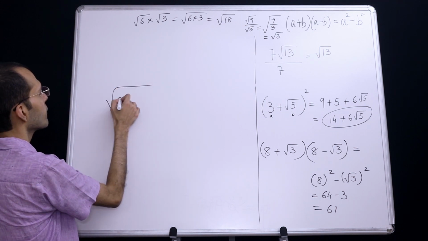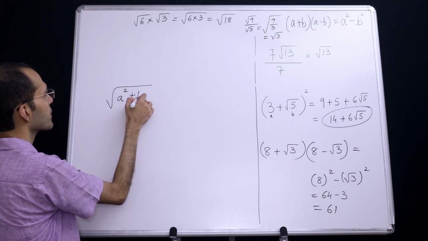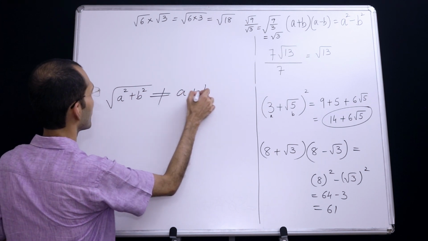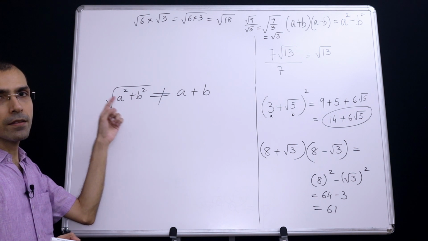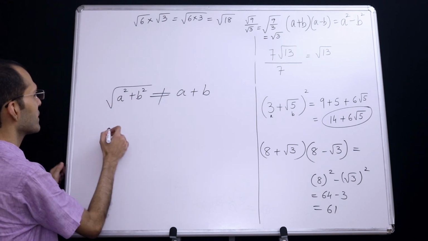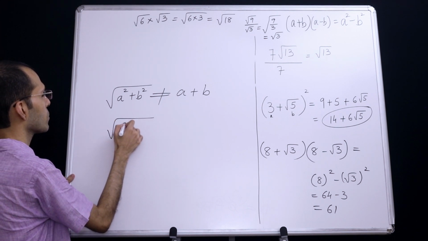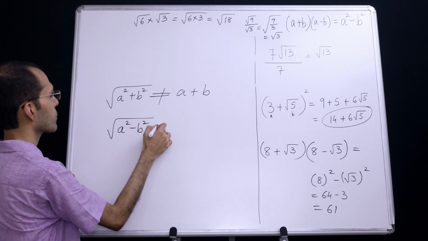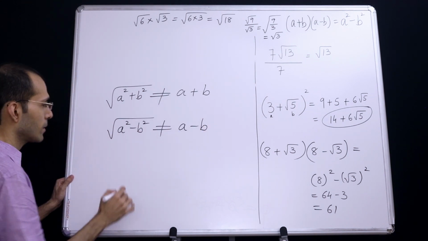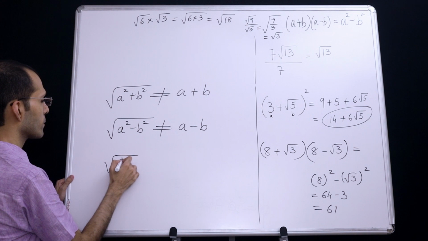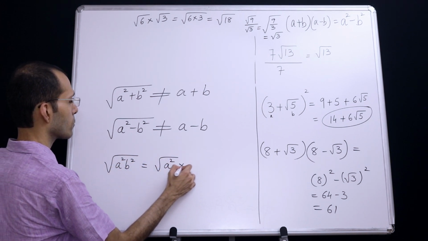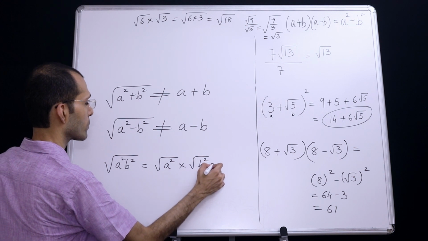See, root of a square plus b square is not equal to a plus b. If there is a plus sign in between, the square root sign will not operate independently on each and every term. Same applies for minus. Root of a square minus b square is not equal to a minus b. But if it is root of a square b square, then no problem. Then this can be written as root of a square into root of b square.